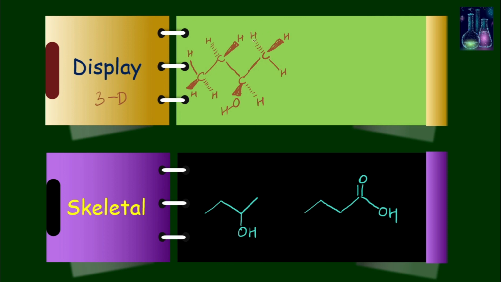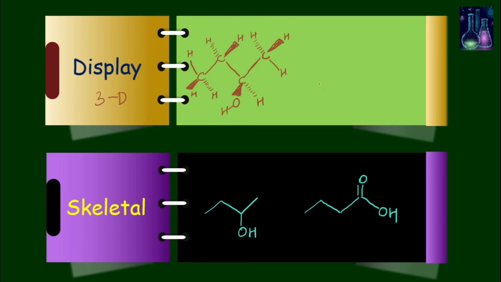So this is called a 3D representation where the carbon is sp3 hybridized, and therefore you have two bonds in the plane and two bonds in which one of the bonds comes towards the observer, which is shown as a solid wedge, and the other is going away from the observer, which is known as a dashed wedge.